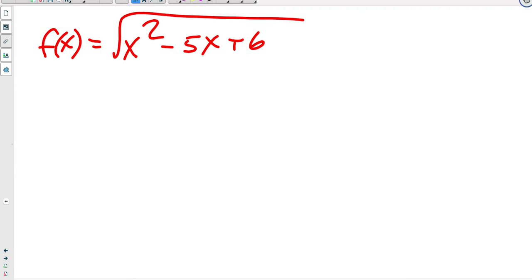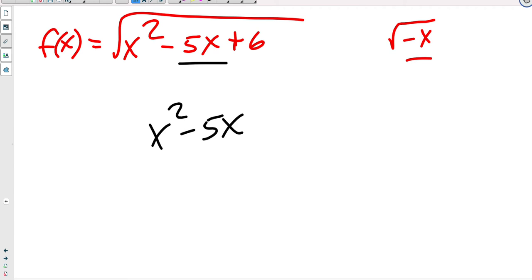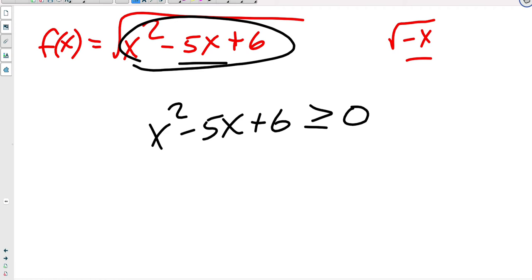So the only thing we need to know about the square root is it can't be a negative number, right? We can't have a negative x. It's got to be 0 or bigger, okay? 0 or bigger than 0. Okay, so here's how you solve these. Set this whole thing, and this is one we can solve algebraically, set this greater than or equal to 0, because this needs to be 0 or at least a positive number.